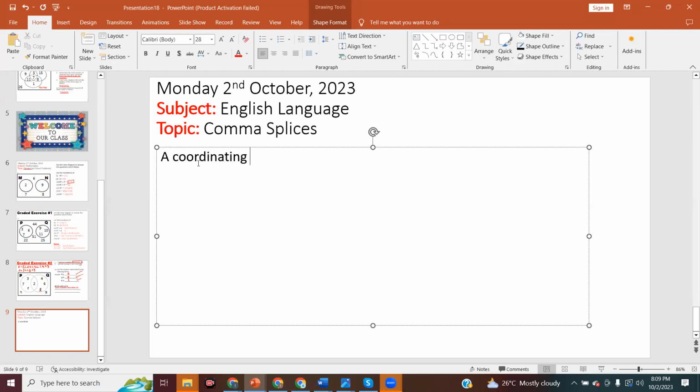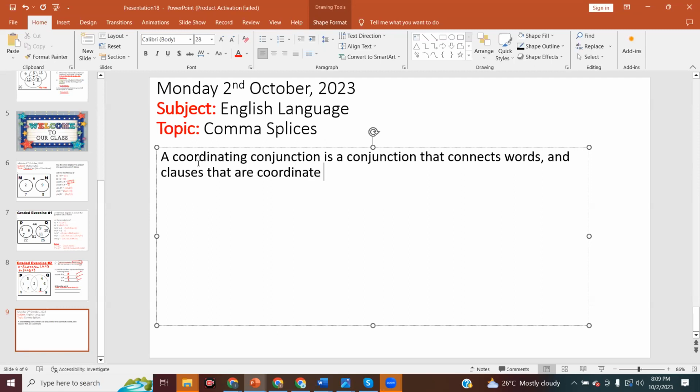A coordinating conjunction is a conjunction that connects words and clauses that are coordinate or equal to each other. So give me examples of coordinating conjunctions.